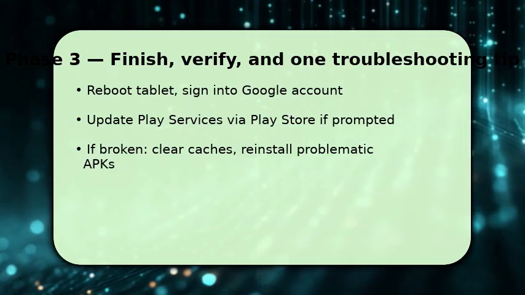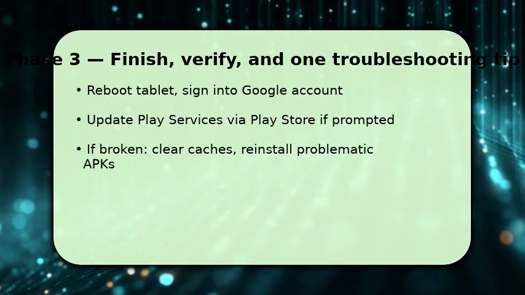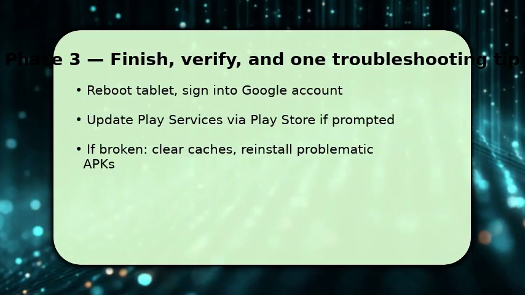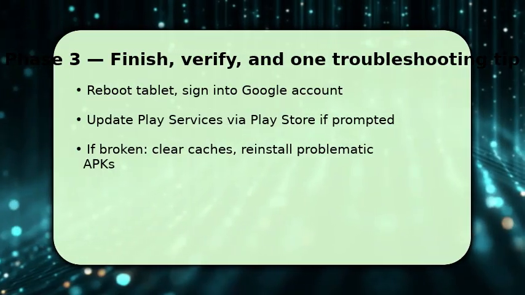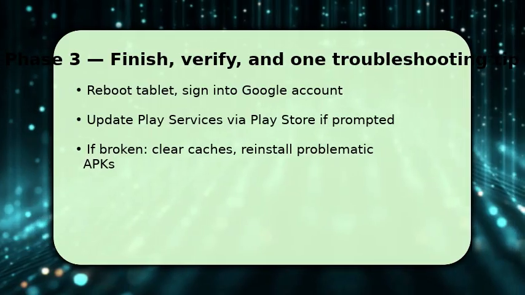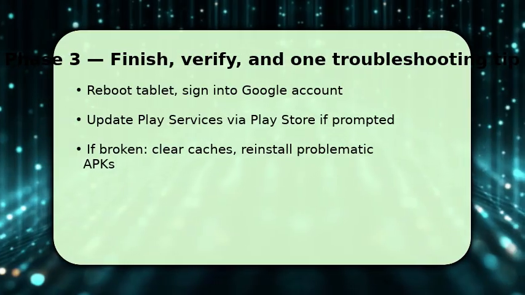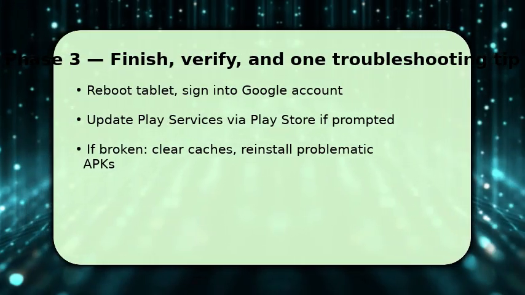If apps fail to download, go to Settings, Apps, Google Play Services and clear cache, then clear data and reboot again. If problems persist, reinstall only the faulty APK, commonly Play services, using the same compatible version. One more reboot usually resolves lingering permission or registration issues.